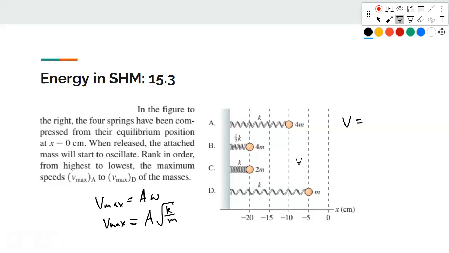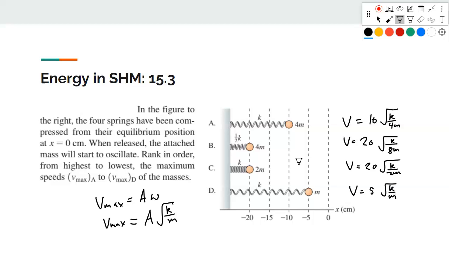So for the first one, we've moved it back by 10, and we have a spring constant k and a mass of 4m. So we can just leave it like that for now, and we can come back and compare them. The next one, we have 20 times root k over 2, and then times 4m. So we could just write this as k over 8m. The next one, we have 20 times root k over 2m. And the last one, we have 5 times root k over m.